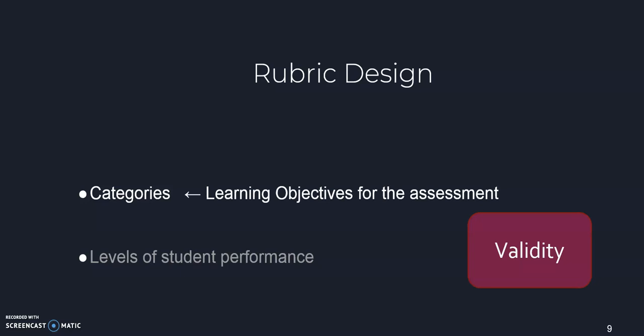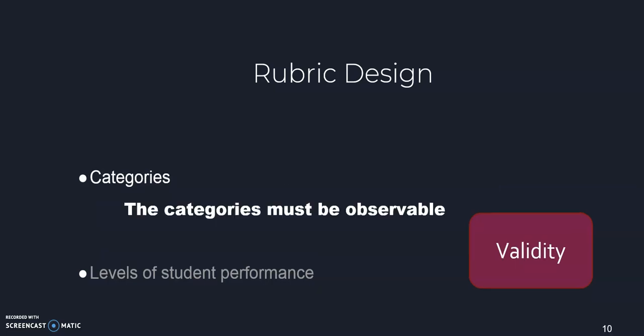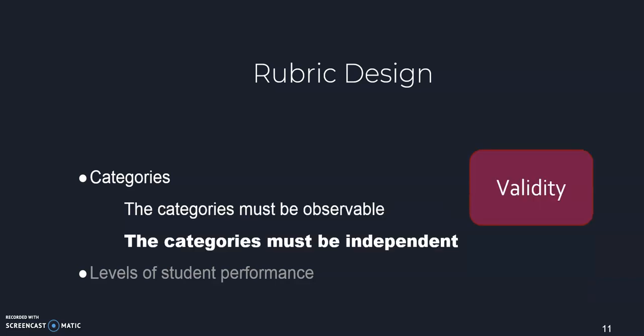So what categories should be in our rubric? These are based specifically and very directly on the learning objectives for the assessment. And this is a matter of validity. We assess what the students learn in the ways that the learning objectives are spelled out. Which means that the categories must be observable and the categories must be independent.